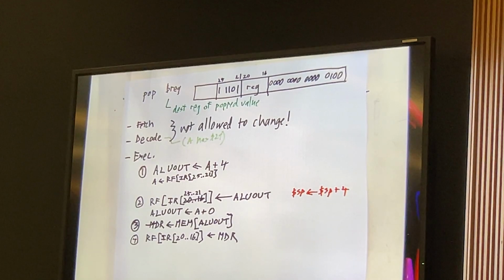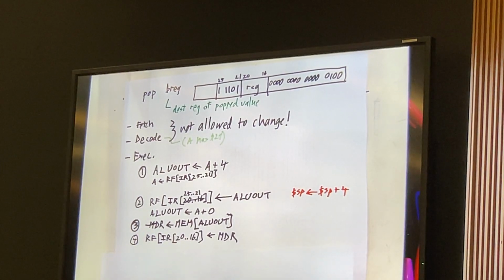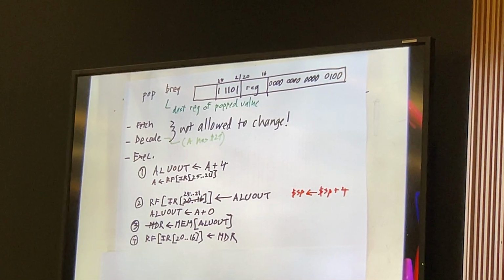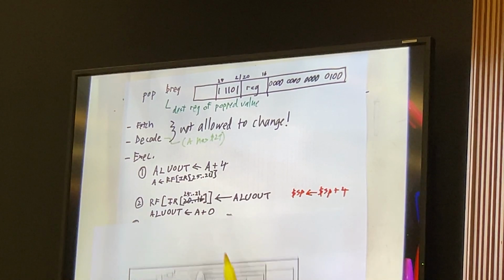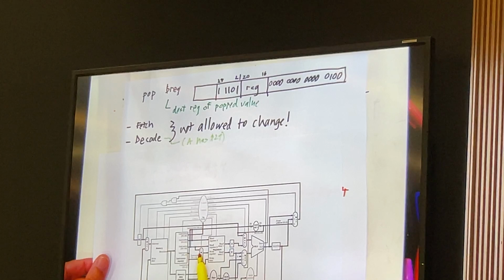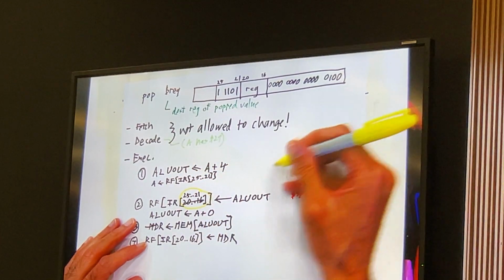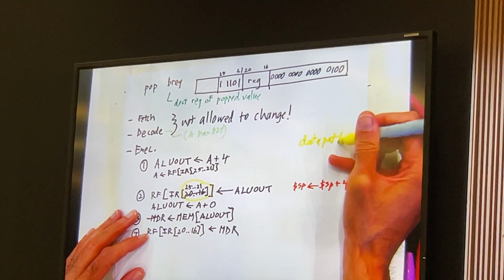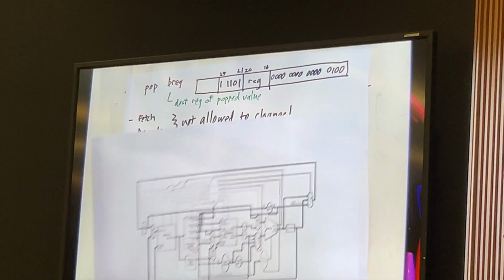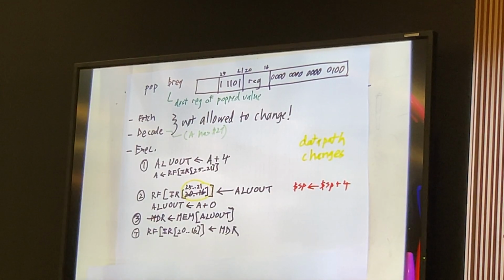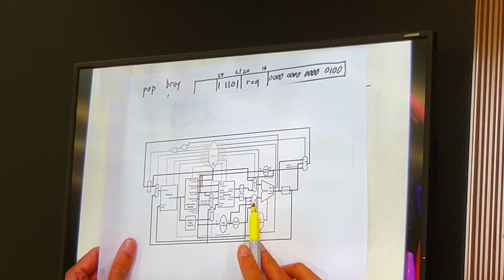Data path changes that are needed here. One data path change is something that somebody already pointed out. That was register file of IR 25 to 21. So 25 to 21 does not go to here. So that is one data path change. And another data path change is that ALU out gets A plus 0. A plus 0 is not a possibility in this architecture.